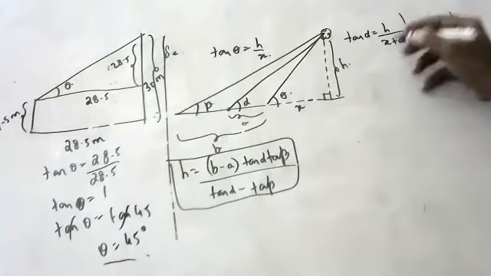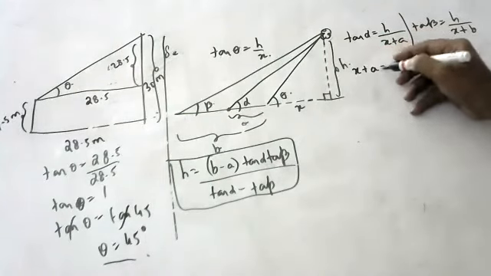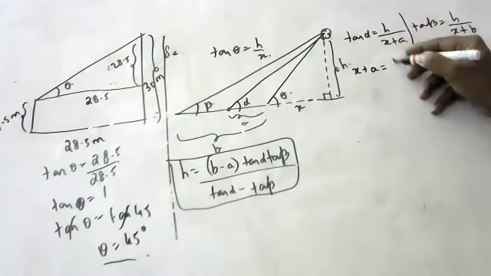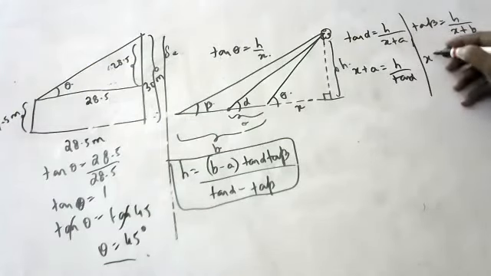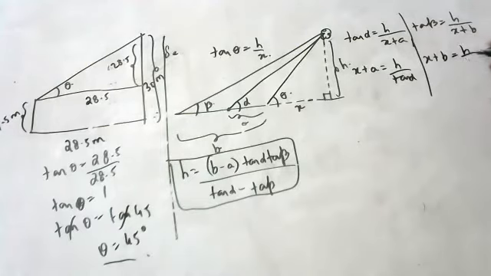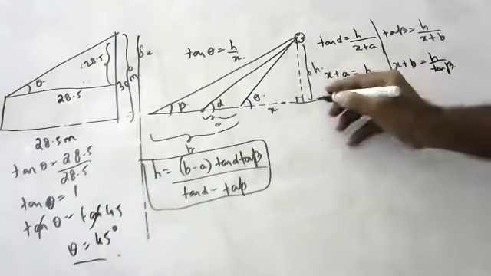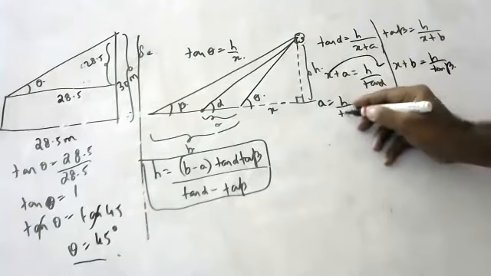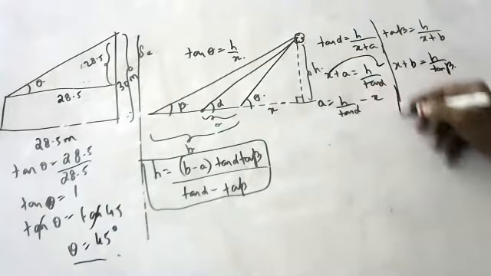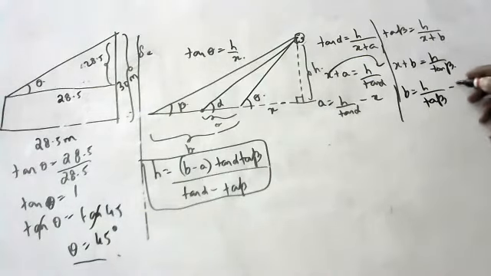Okay? So here what we can write, children? H is equal to X plus A is equal to H by tan alpha. Here what we can write, children? H plus B plus X is equal to H by tan beta. Okay, children. So A is equal to H by tan alpha minus X. B is equal to H by tan beta minus X.